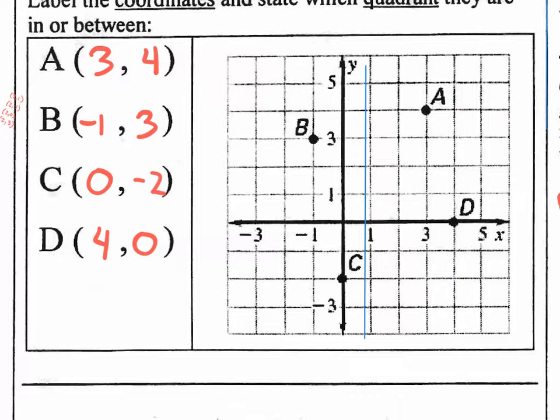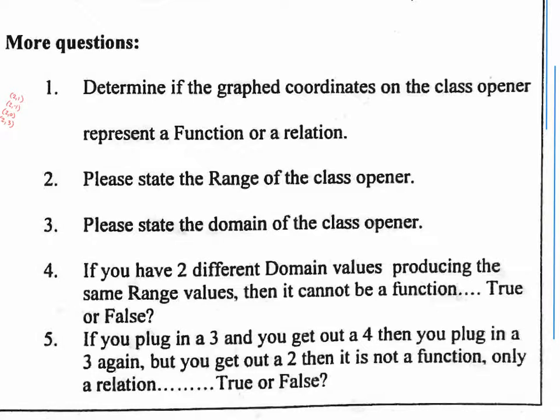It'd be a different story if I had like a point E right there. Then that would fail the vertical line test because there's 2 points on it. But that's not the case. So this does pass the vertical line test, so it is a function. So right here on number 1, everybody put function. Okay, let's move on to number 2.